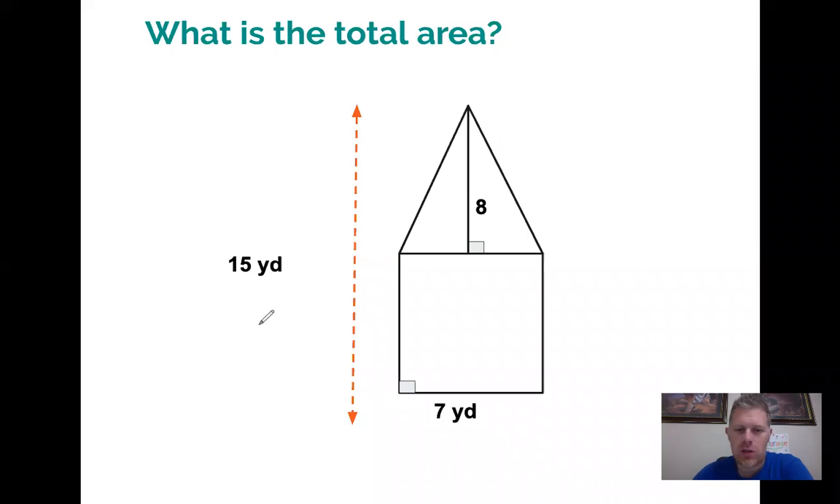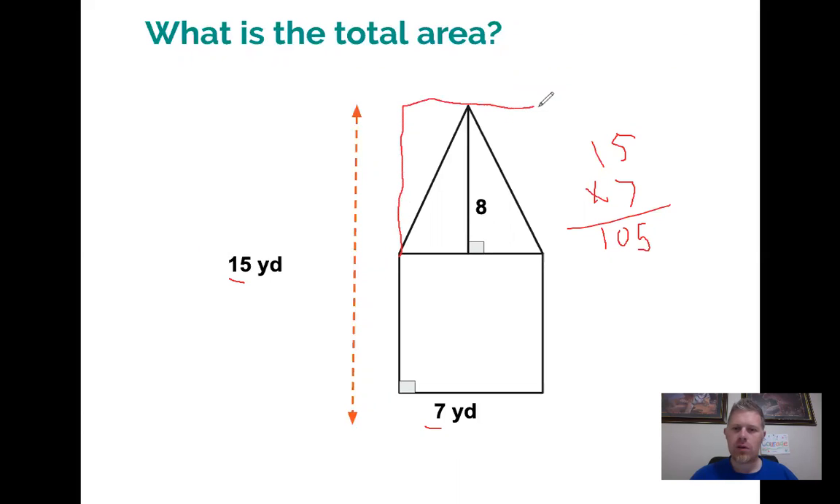The way that I did this, I did 15 times 7 first. If I did 15 times 7, I'm going to go ahead and cheat and use my calculator on my phone on that one. 15 times 7, 105. Now I just pretty much found the area of this entire rectangle.